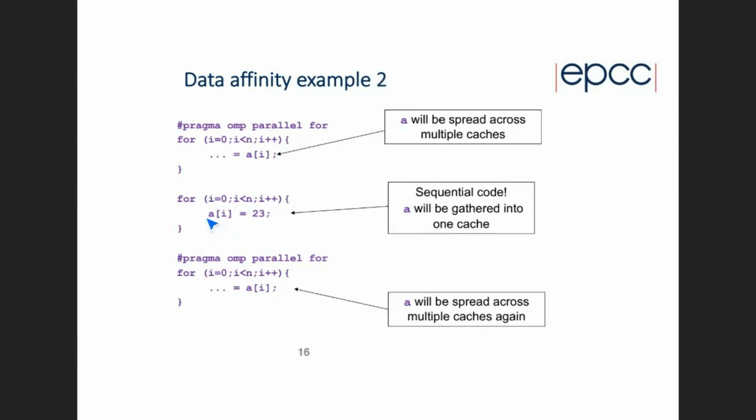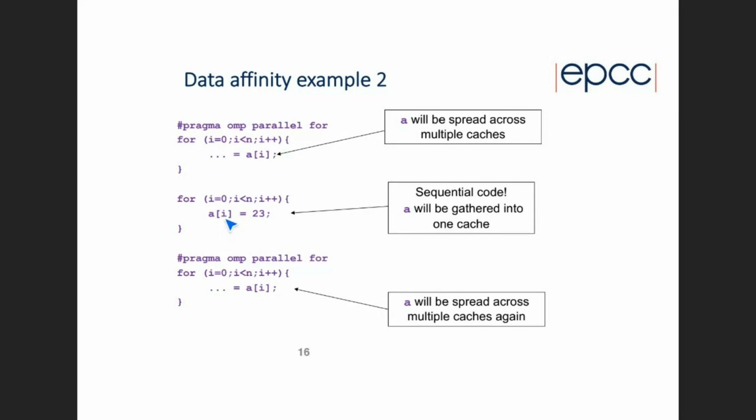When we execute the writes sequentially, all those copies in other caches will get invalidated, and the cache where thread 0 is executing will end up with the exclusive copies of all of A. And then when we come to read A again, these accesses have to go and fetch those copies from the cache where thread 0 is executing.